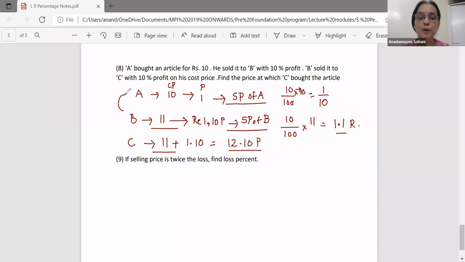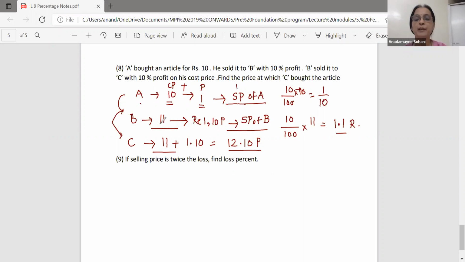This is a recurring problem and we have great formulae for doing this, but we will not be able to do it in the scope of this module. But at every step, I'm finding 10% profit and adding it to the cost price of that person and making his sale price. A's cost price was 10 rupee. He got 10% profit, means 1 rupee profit. He added that profit and so the sale price of A was 11.